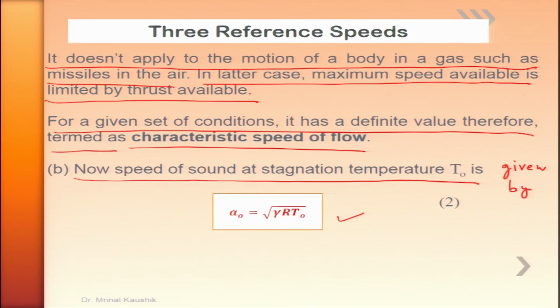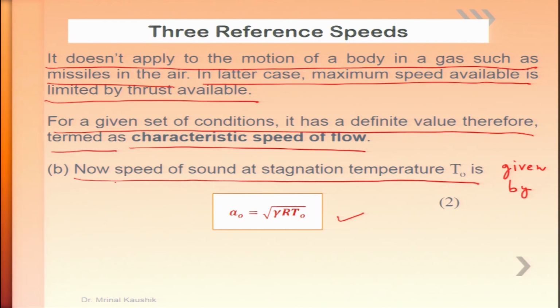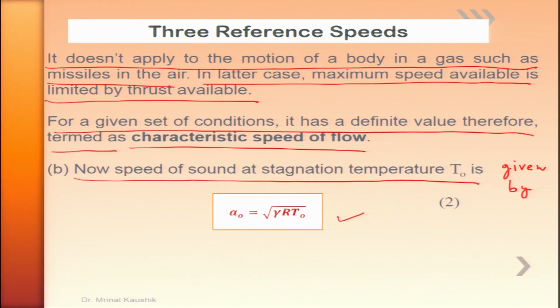Secondly, if instead of the static temperature we consider the stagnation temperature, the maximum temperature available to us in a flow domain, then the speed of sound at the stagnation temperature will be A naught is equal to the square root of gamma R T naught. This is indeed a second characteristic speed.